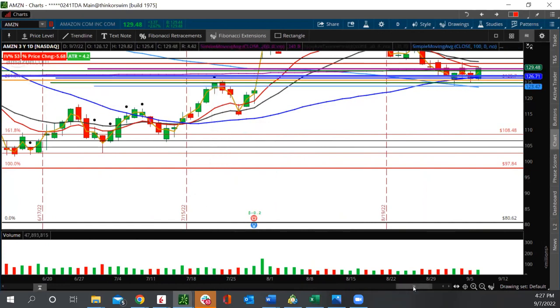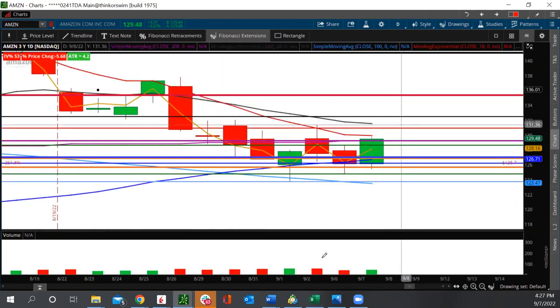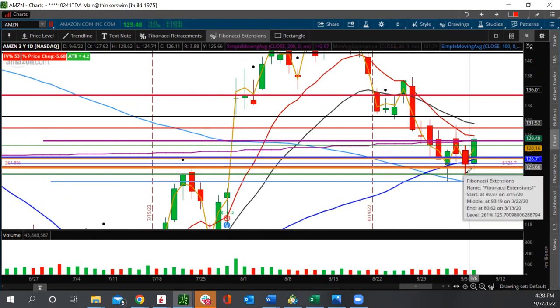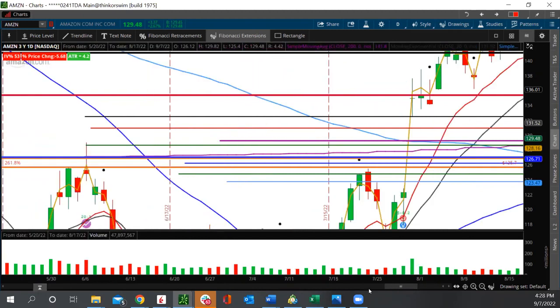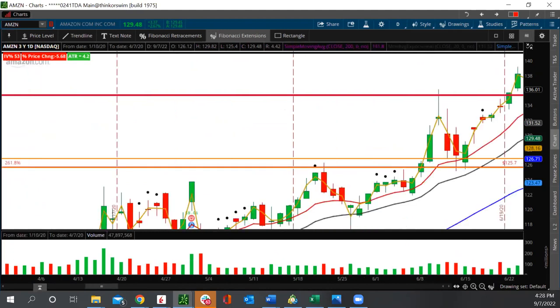Now current price action is sitting here, with that 261.8 level right on top of it. And that's a level that I established from 2020, just using the Fibonacci extensions. So anyway, it's a powerful tool. It's pretty remarkable how it works.